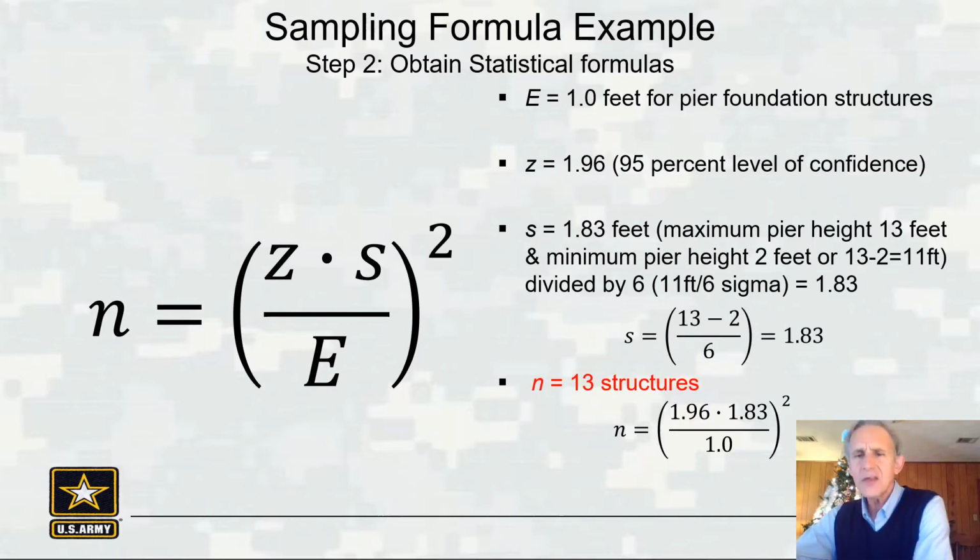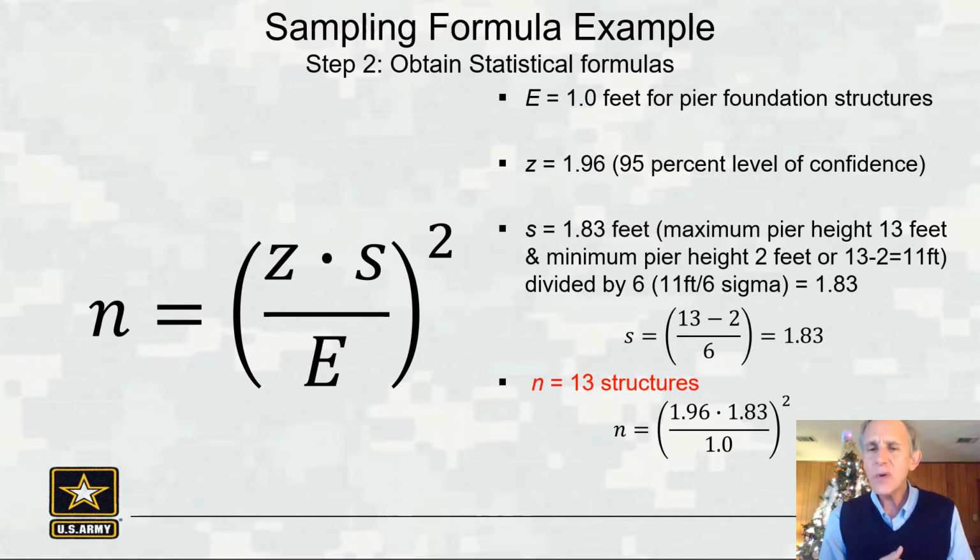So just to apply some numbers that we did, again, using a 95% level of confidence, 1.96, and then we had to estimate that standard deviation. We said, well, we think the maximum pier or pile foundation height is going to be 13 feet. And if it's a pier or pile foundation, it's going to be probably 2 feet off the ground. And that divided by 6 gives you 1.83. You plug that into the formula and you got 13 structures.